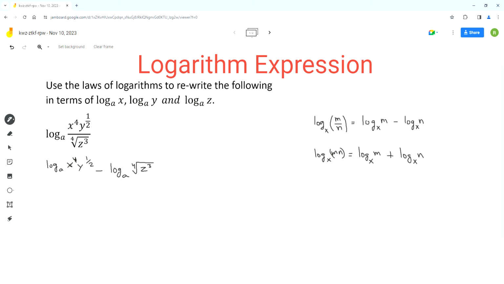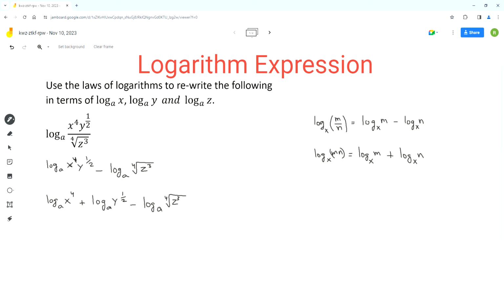So I will break up the first term into two log terms. So log of x to the power 4 base a plus log of y to the power half base a, and then the third term minus log of the fourth root of z cube to the base a.